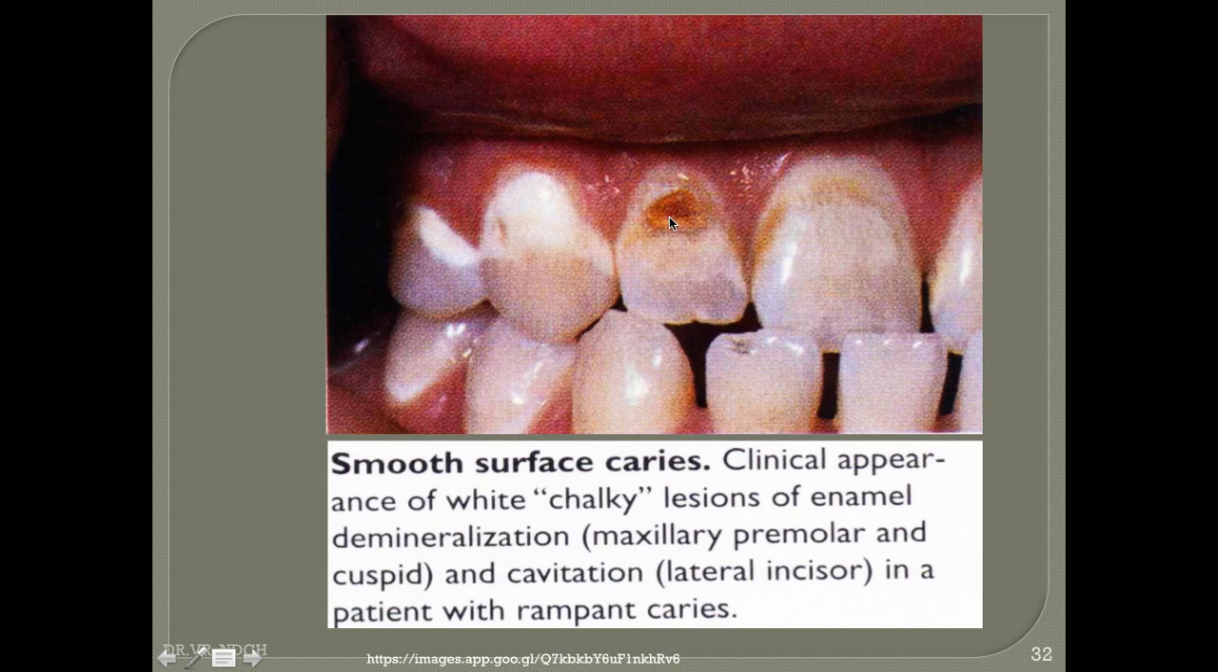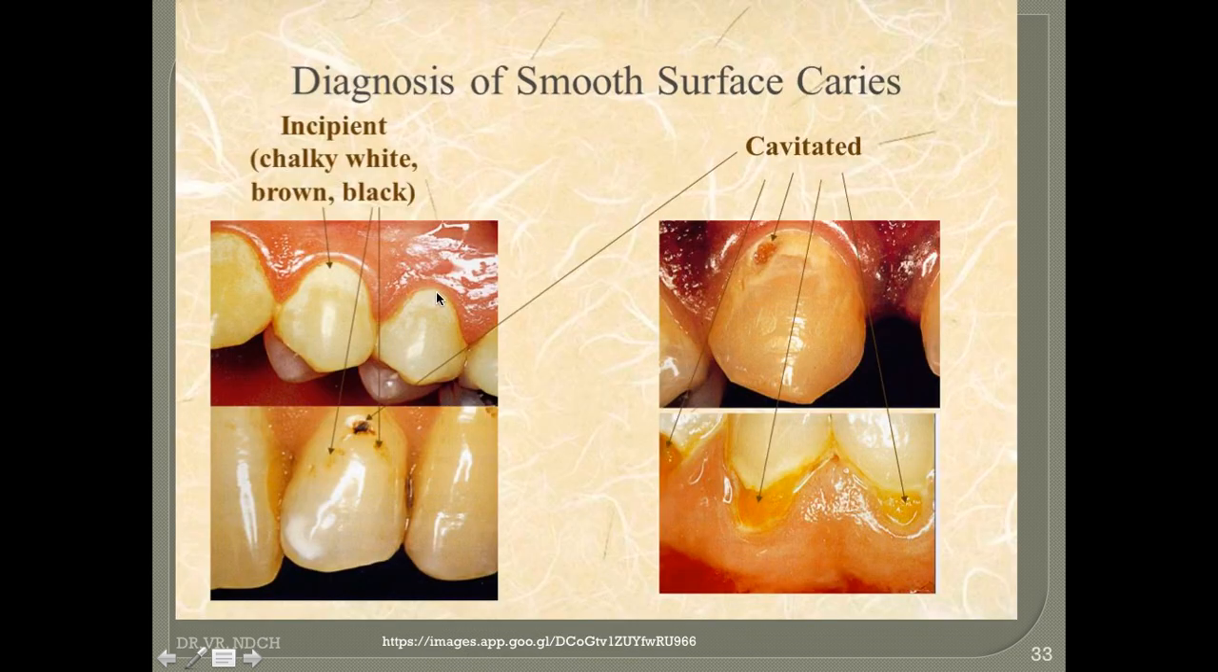So this is yet another photograph you can find here. So these are again the chalky white, brown or black discoloration of the incipient caries, or the incipient smooth surface caries, and this is after a frank cavity has formed.